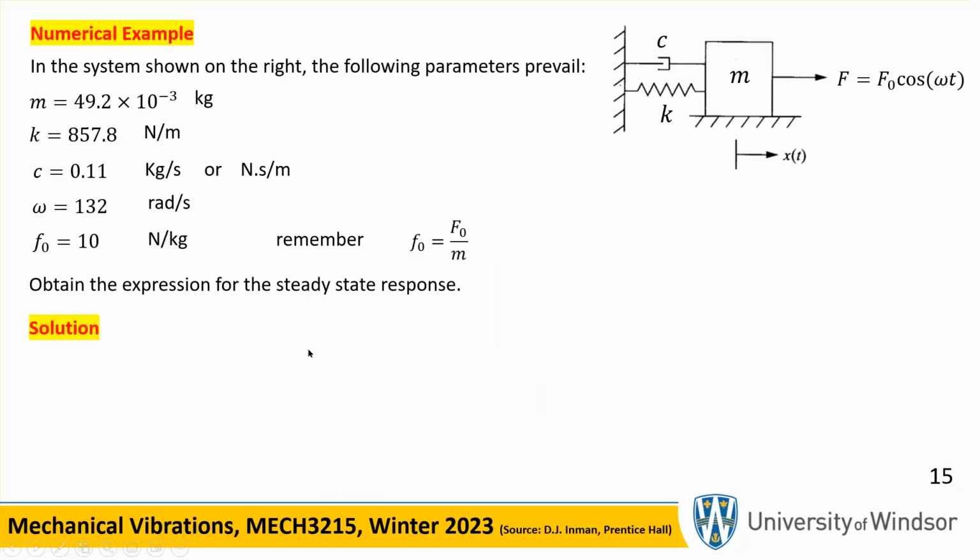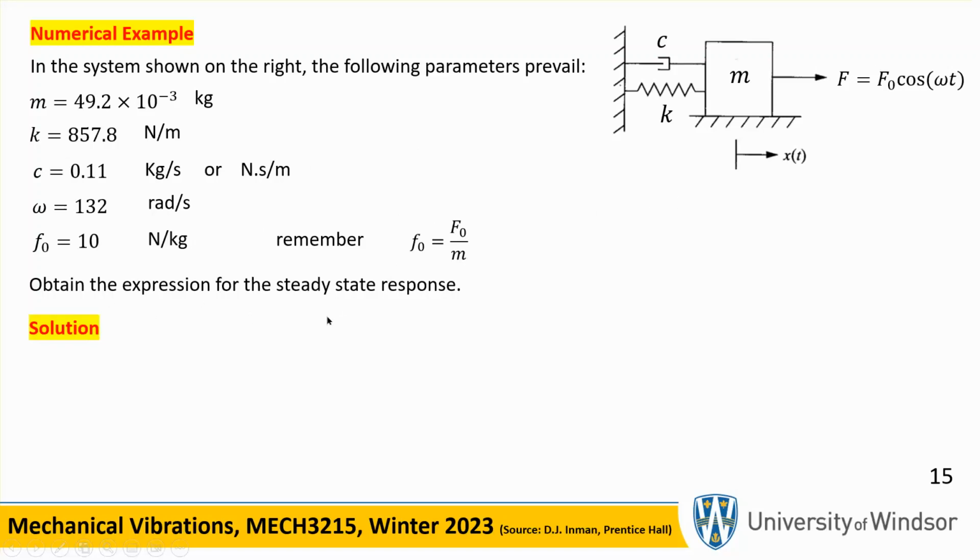Let's look at this problem. We have the mass and the stiffness of the spring and the damper and the driving frequency. This omega is 132. And we are told that little F naught is 10. By the way, little F naught being 10 means that the big F naught is just 10 times your M. No big deal. Okay, but in this problem, they're giving you little F naught. I don't know why, this is out of Inman. I don't know why he does it like that. But anyway, doesn't matter. He could have given us big F naught. No problem. It says find the steady state response.